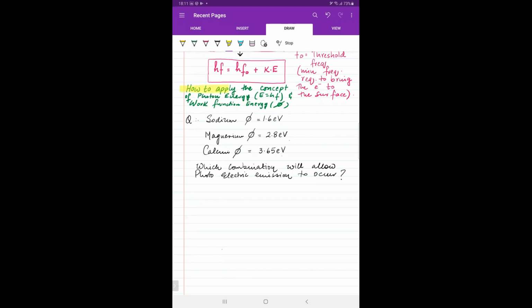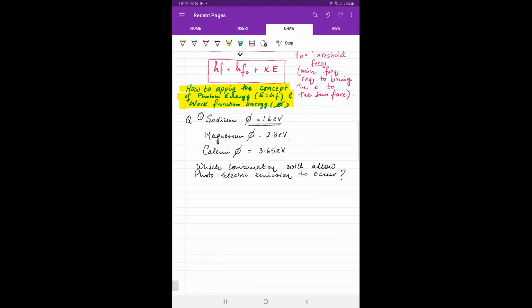You know, just as an example, मैंने नीचे आपको एक situation ये बना के दी है. So my interest now, before I move on to the statements, है कि आपको समझ में आ जाए कि how can we apply the concept of photon energy is equal to hf and work function energy, that is phi. So मैंने ये किया है कि मैंने आपको तीन metals दे दिए हैं. So the first one is sodium. उसकी work function energy is given to you as 1.6 eV.